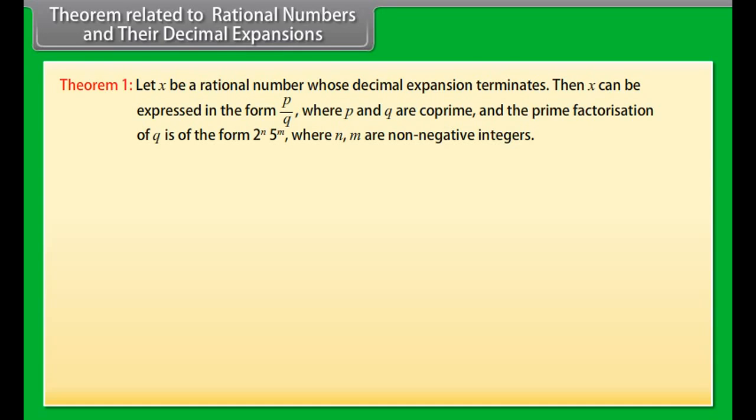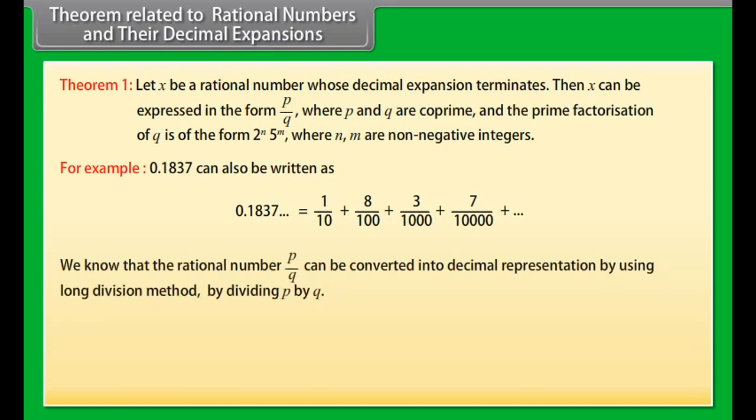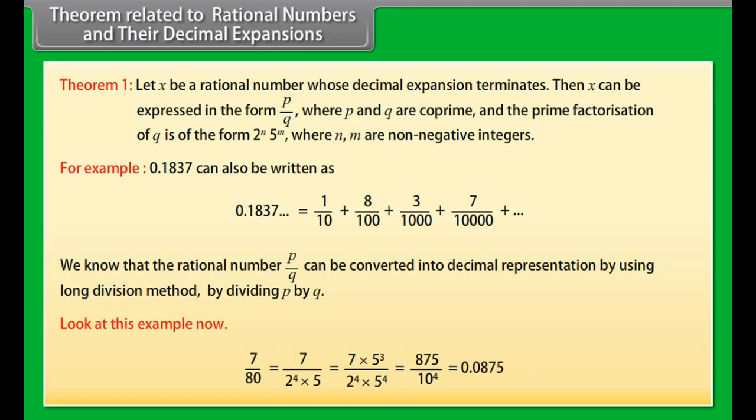Terminating decimal. If the number of digits after the decimal is finite, it is a terminating decimal. Example: 2.57, 3.1925. Non-terminating decimal, like 0.333. If the number of digits after the decimal is infinite, then it is a non-terminating decimal.